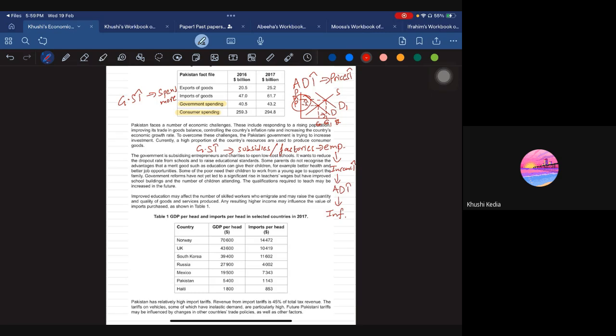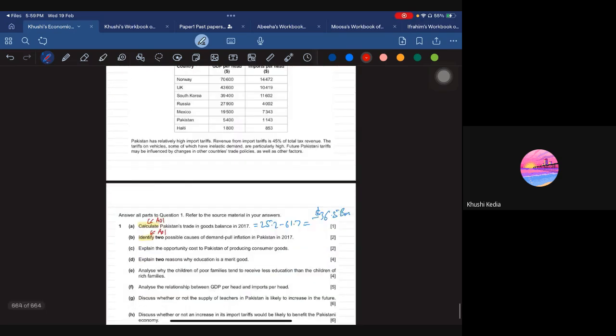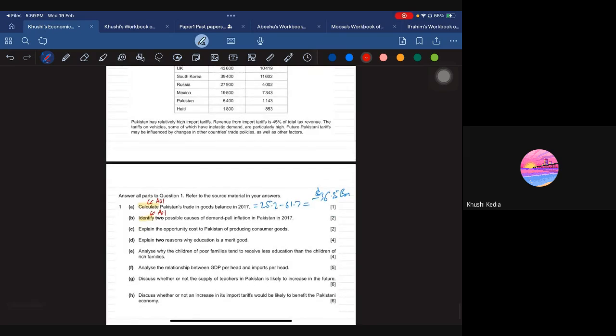So that means it's going to lead to higher employment, and that could also be a reason. So both the reasons that you have identified are correct. We can write it here as our answer: the government spending is increasing and consumer spending is also increasing directly.